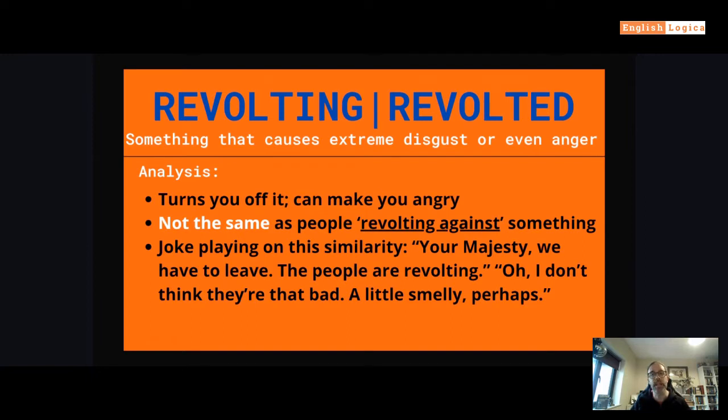Now, there is a joke that plays on this similarity. It's a well-known joke. It's used a lot in comedy movies. You might see someone saying, Your Majesty, we have to leave. The people are revolting. And the king replies, Oh, I don't think they're that bad. A little smelly, perhaps. So that's the joke, that they're playing on these differences, really, between the word revolting.